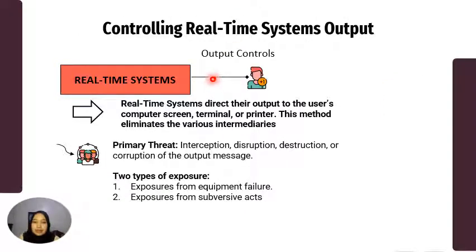So this is the last topic in output controls, controlling real-time systems output. Real-time systems direct their output to the user's computer screen, terminal, or printer. This method eliminates the various intermediaries. However, the primary threat here is interception, disruption, destruction, or corruption of the output message. The two types of exposure here are exposures from equipment failure and exposures from subversive acts whereby a computer criminal intercepts the output message transmitted between the sender and the receiver.